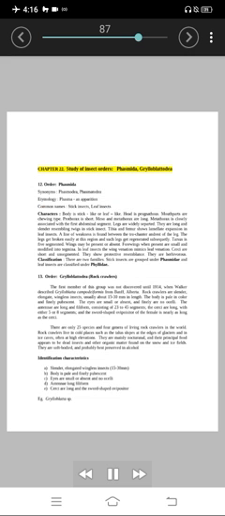Chapter 22. Study of insect orders, Phasmida and Grylloblattodea. 12. Order Phasmida. Synonyms: Phasmodia, Phasmatodia. Etymology: Phasma, an apparition. Common names: stick insects, leaf insects. Characters: body is stick-like or leaf-like. Head is prognathous. Mouth parts are chewing type. Prothorax is short. Meso and metathorax are long. Metathorax is closely associated with the first abdominal segment.